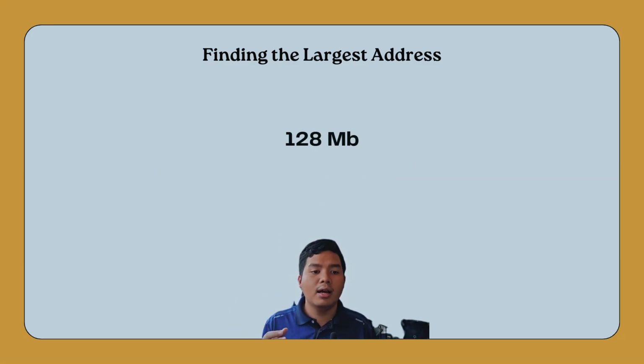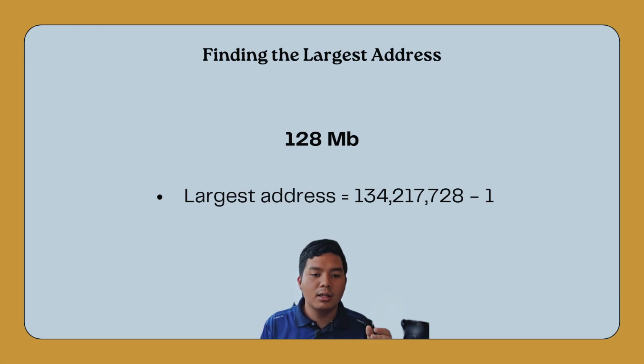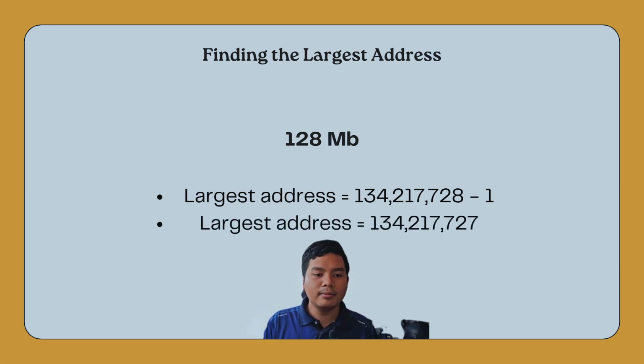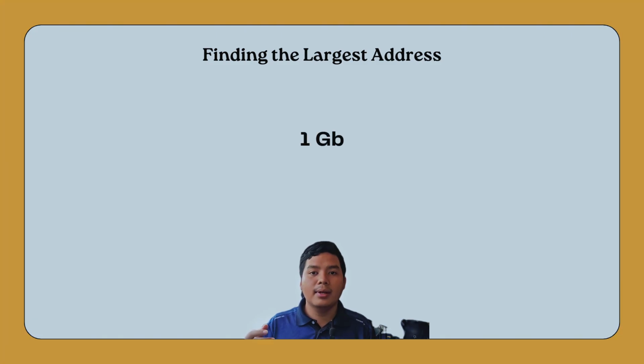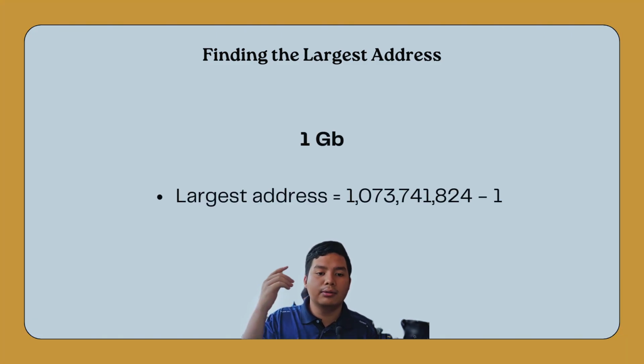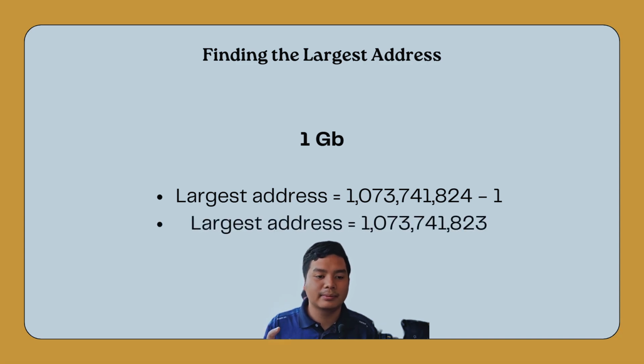So first, for the 128 megabyte, we can see from step 1, our answer is 134,217,728. And we will minus it by 1 and we will get the answer for the largest address. Then for the 1 gig, we will take the answer from step 1 too and we will minus it by 1 and we will get this answer for the 1 gig. This value represents the maximum memory location that the CPU can access in the system.